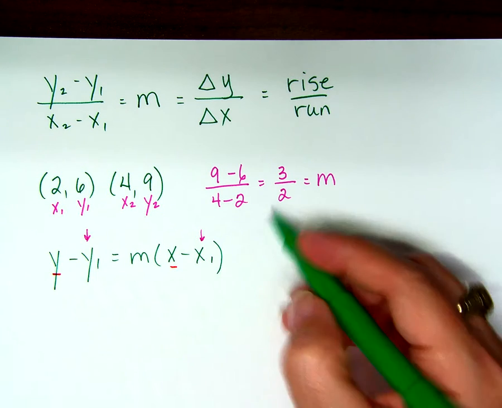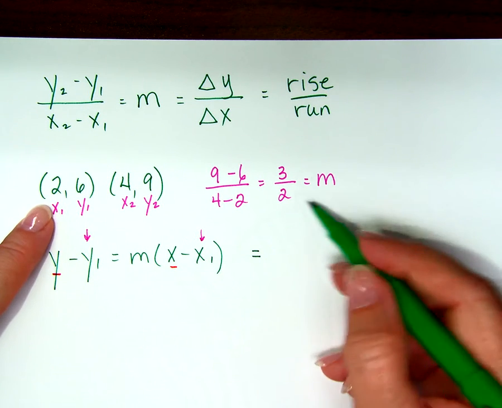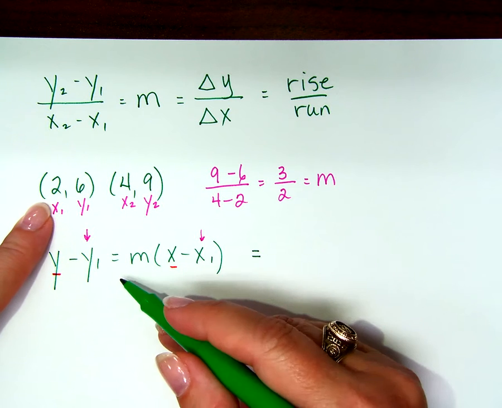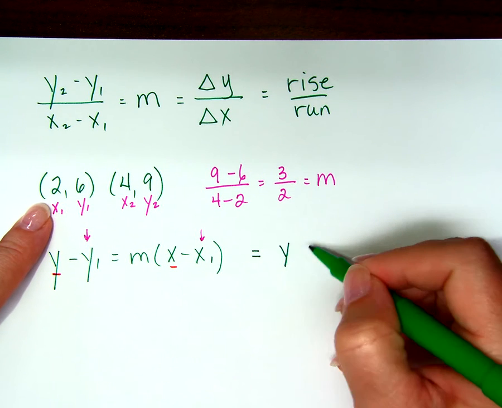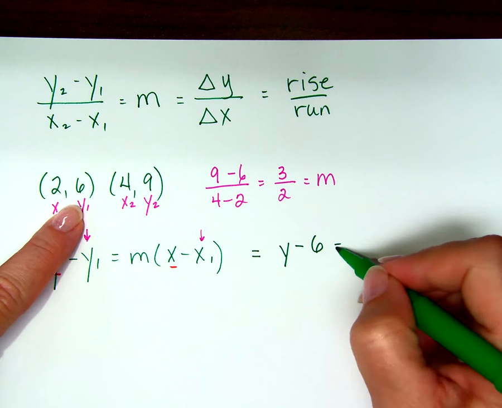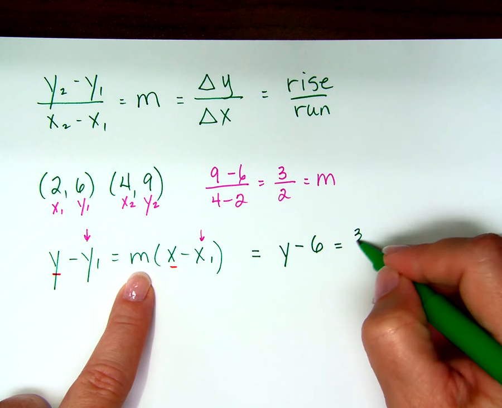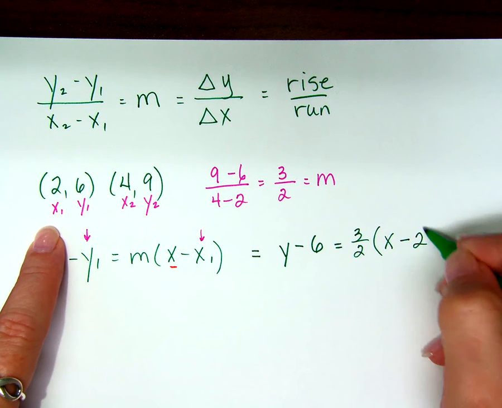So if I'm writing this with this point, I've already found my slope. Excuse me, I said slope-intercept, I meant point slope. So I would say y minus y1, which is 6, equals m, which is 3 halves, times x minus x sub 1, which is 2.